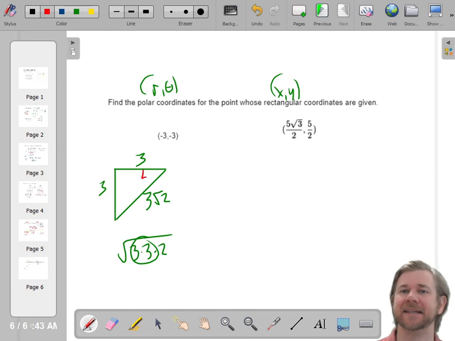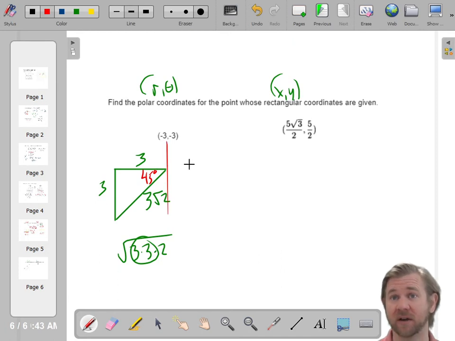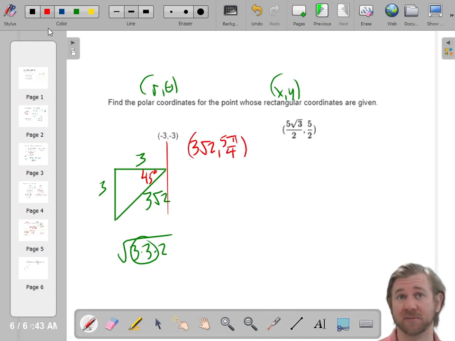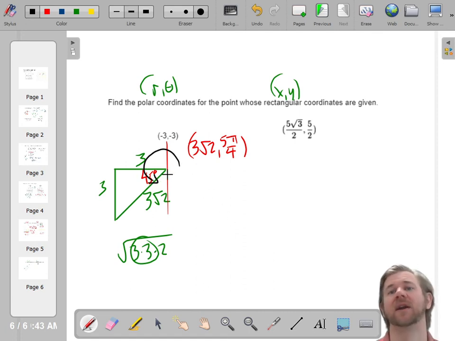And then since this is isosceles, they're both 3. I know it's a 45-degree reference angle. So from 0, that's 5 pi over 4. So the radius is 3 radical 2, and the angle is 5 pi over 4. Because you're measuring the angle from the polar axis, we call it, right here.